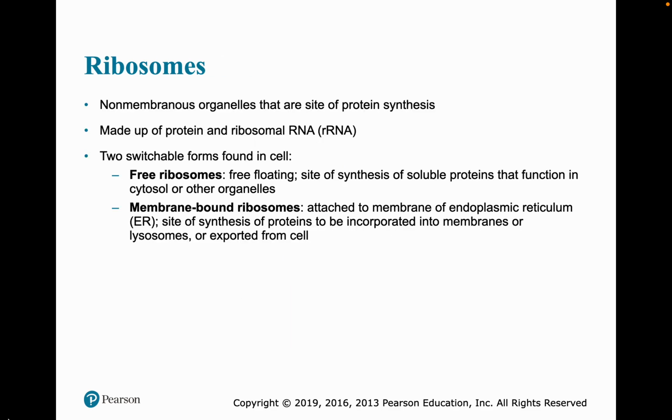Ribosomes do not have a membrane around them. They are the site of protein synthesis. They are made up of both protein and ribosomal RNA. They are found freely in the cytoplasm, making proteins there. Many of them are also bound to the endoplasmic reticulum, where they are building proteins into the endoplasmic reticulum.